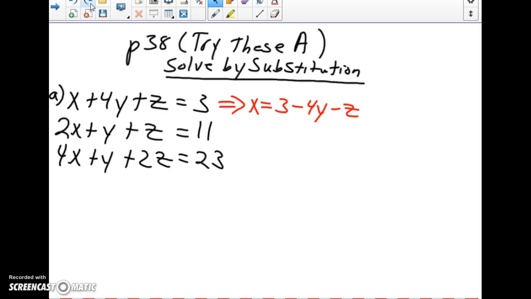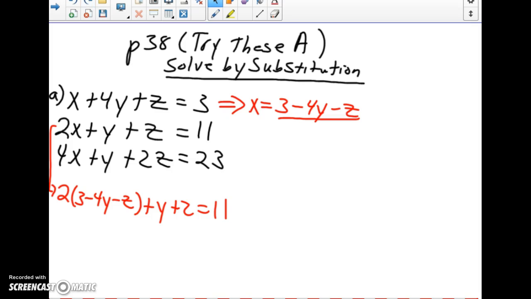Okay, now what is it you have to do? You have to take that, 3 minus 4y minus z, and substitute it in for x in one of the other equations, which is what you guys have been taught. So I'm substituting it in for one of the other equations. First period said, let's take the middle one. So I'm putting this in place of x in the second equation. Okay, so very clear.